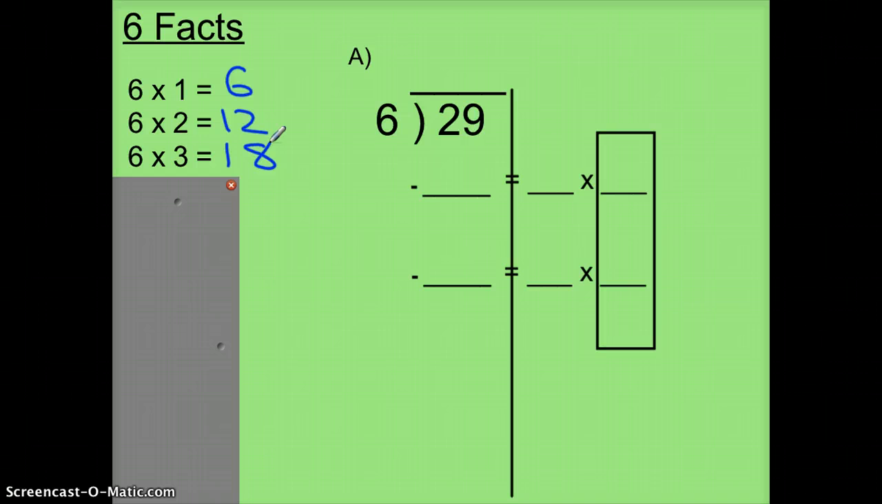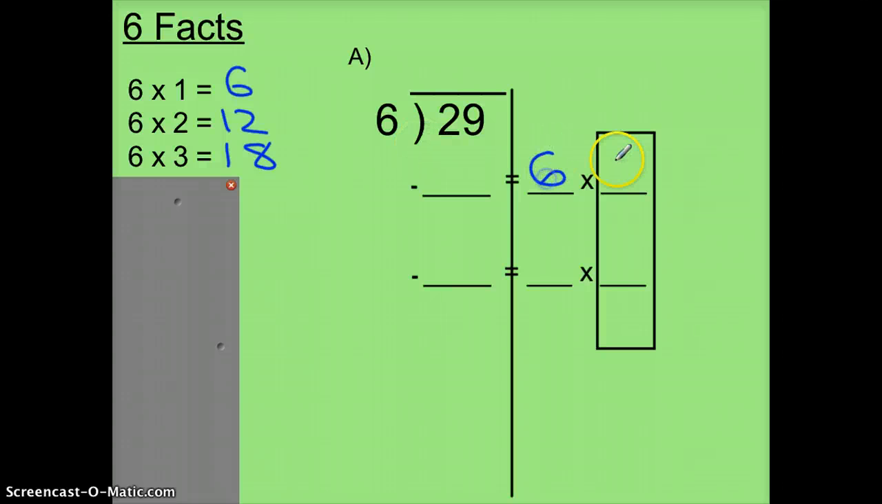And I'm going to look at these 3 facts and these 3 products and decide which one of these products is going to get me the closest to 29, my dividend. Because I have 29 and I want to take away some groups of 6. So I'll go ahead and use this one. 6 times 3 is 18. It's the closest to 29.